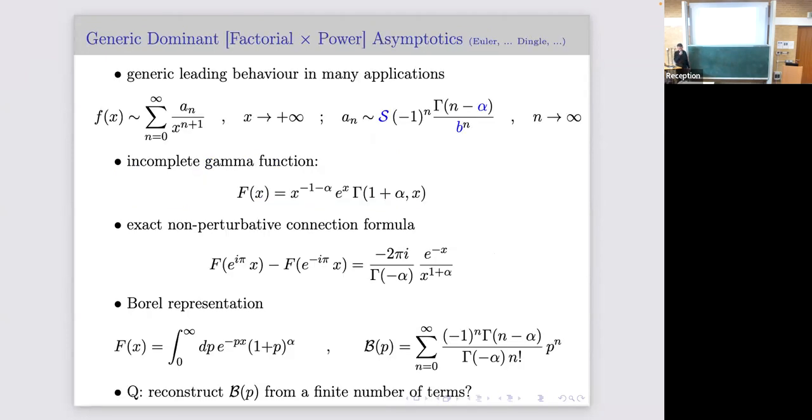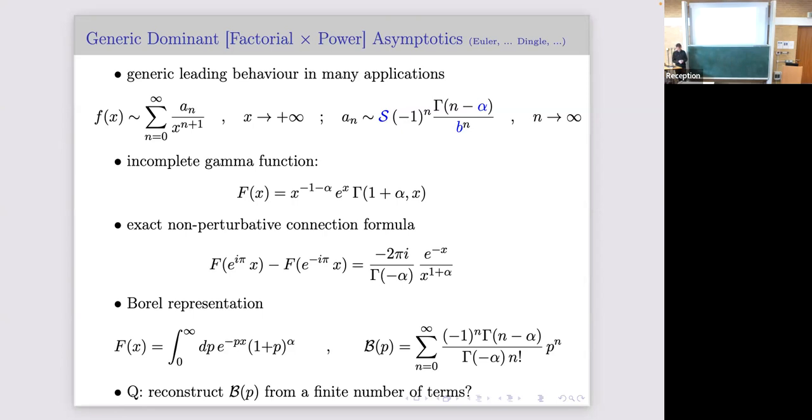All right, so I'm going to begin with just a simple example to make sure we're all on the same page, but this also captures a lot of the physics situation. So this goes back to Euler, and then of course a lot of work by Dingle. And so now I'm going to talk about the asymptotic series, but remember that since we're going to work in the Borel plane, we could just as well be talking about a convergent expansion.